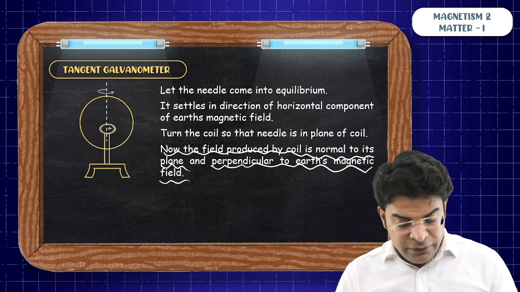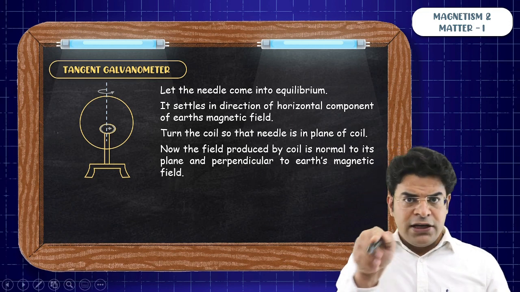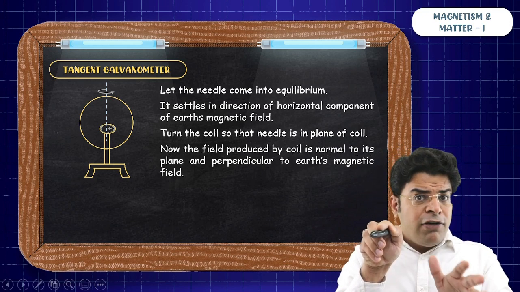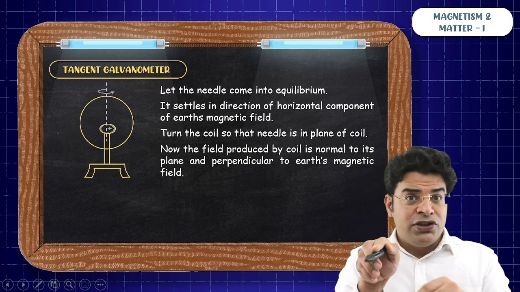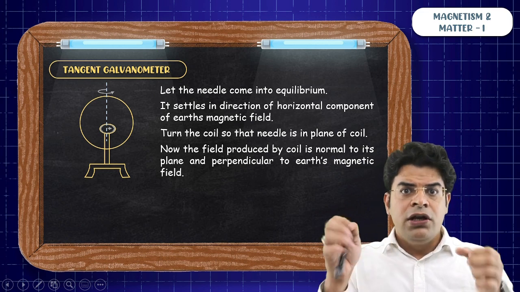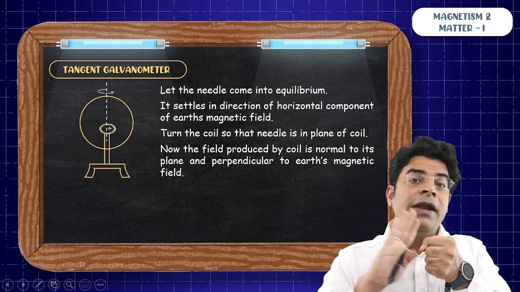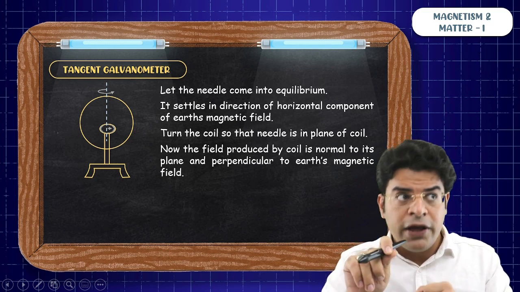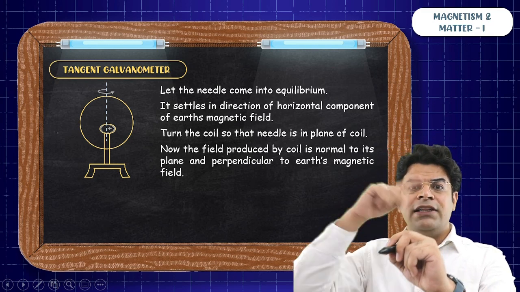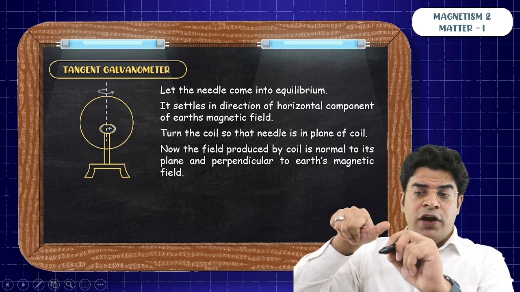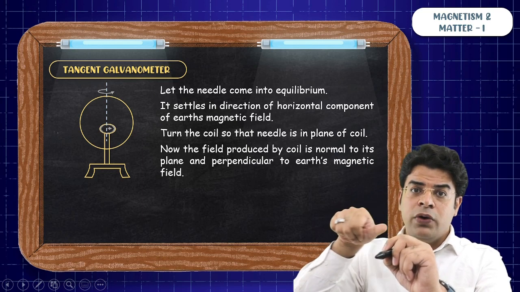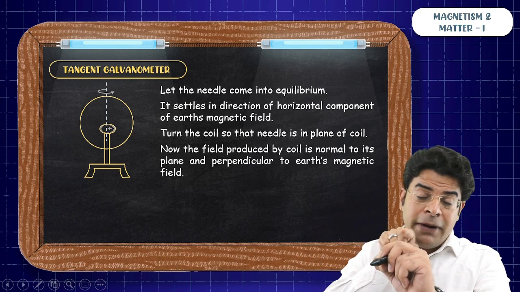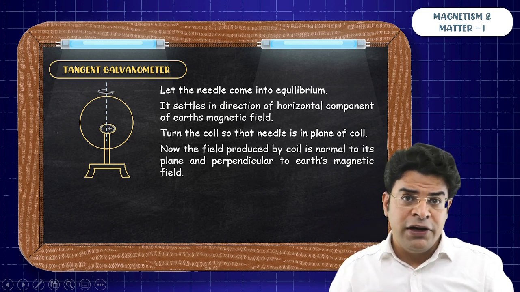Earth's magnetic field. You first let the needle settle. In whichever direction the needle points, that's the direction of Earth's magnetic field. Now you turn the coil so that the plane of the coil contains the needle. Now when you drive some current in this coil, it produces a magnetic field perpendicular to its plane, which is nothing but perpendicular to the direction of Earth's magnetic field.